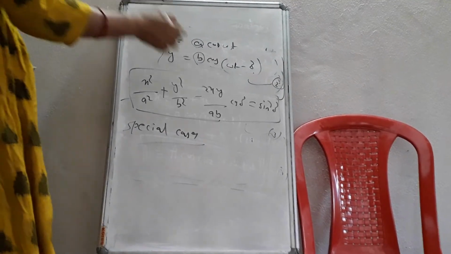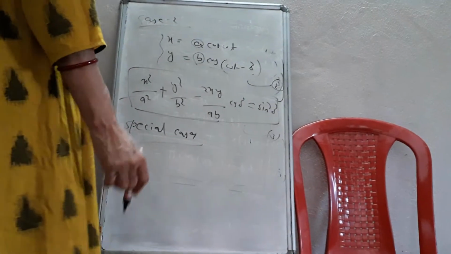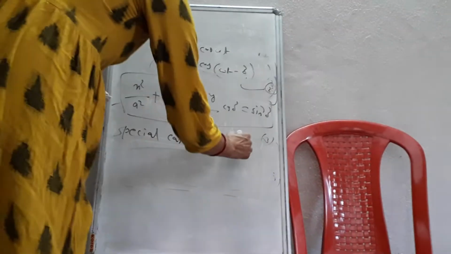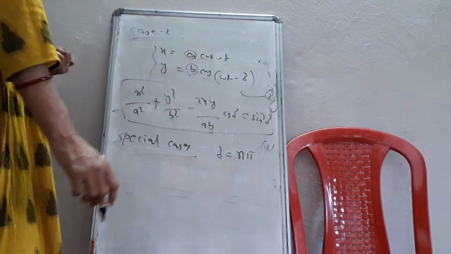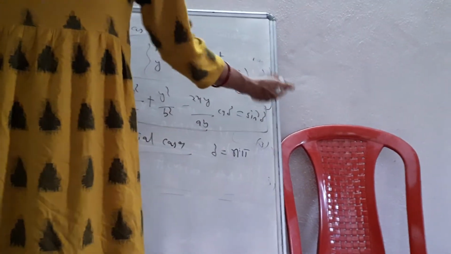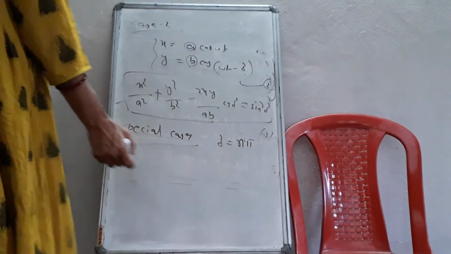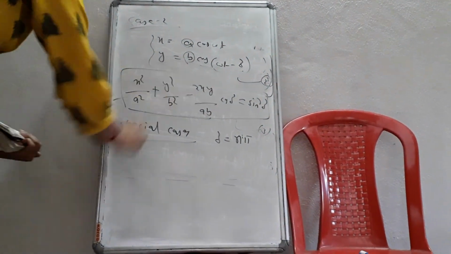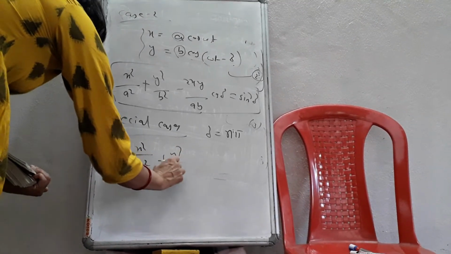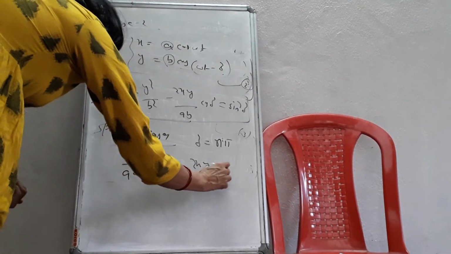The special cases are regarding delta. Delta is the phase difference between these two. So the first case is, if this phase difference delta is an integral multiple of pi, means it is n pi, then what happens? If delta is an integral multiple of pi, then sine delta will be 0. So the right side will become 0 and cos delta will be 1. Then equation 3 will become x square by a square plus y square by b square minus 2xy by ab equals 0.